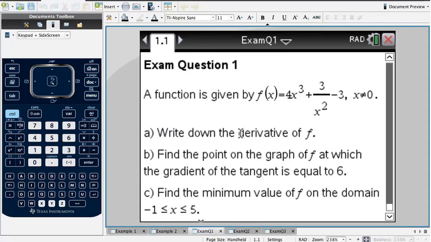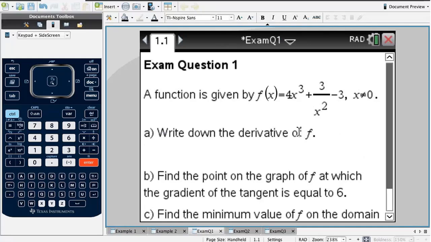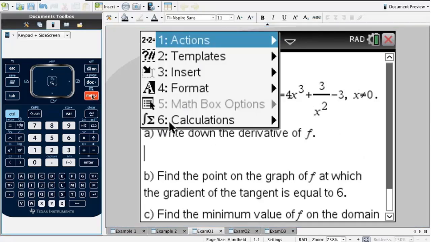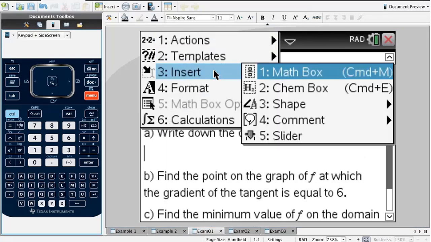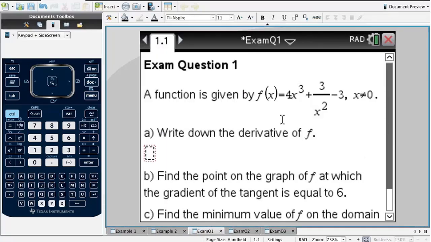Okay, so now we have some questions based on exam questions. A function is given by f(x) equals 4x cubed plus 3 over x squared minus 3. Write down the derivative of f. Okay, so let's write it down so we don't forget it. Menu, insert, math box. Okay, so the derivative would be 12x squared.